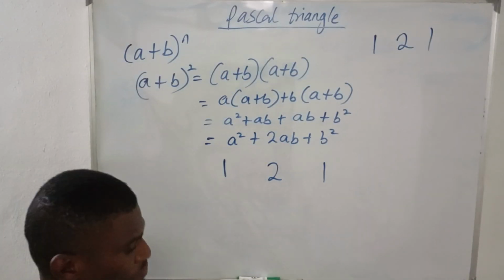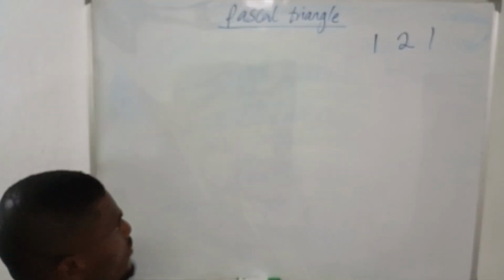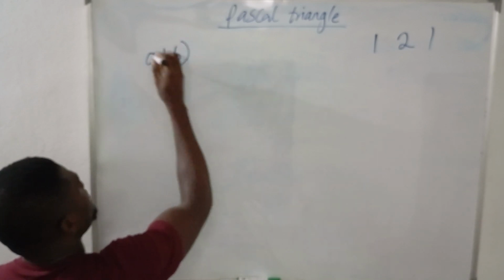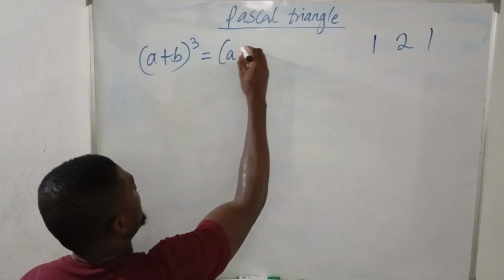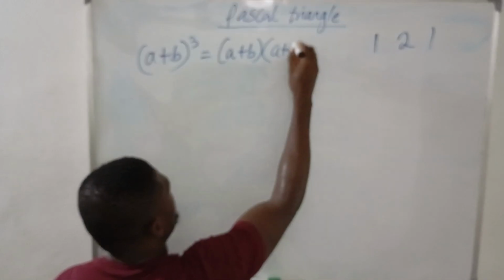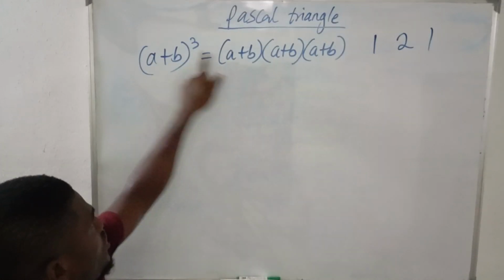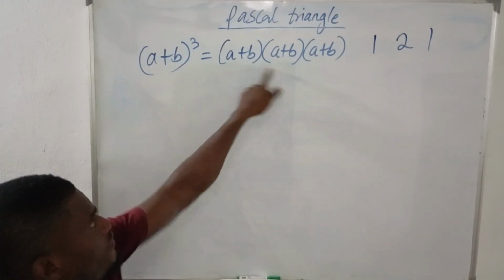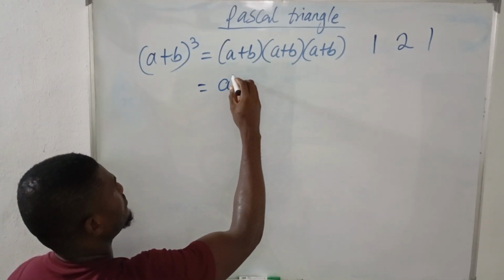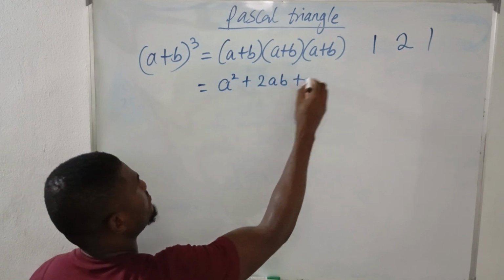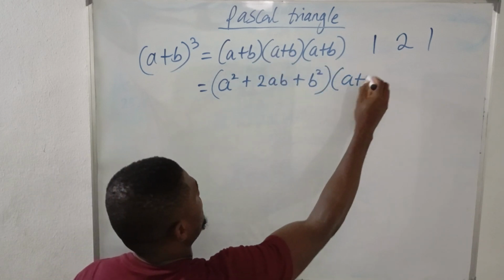Now if you expand raised to the power of 3, if we expand a plus b to the power of 3, this will be the same as a plus b multiplied by another a plus b multiplied by another a plus b. So this is 3 a plus b, which corresponds to the power 3. Alright, so now if you expand, remember we've expanded the power 2 already, and what we had was a squared plus 2ab plus b squared. Now remember, this 2 gives us this, it's remaining 1, so we have another a plus b.